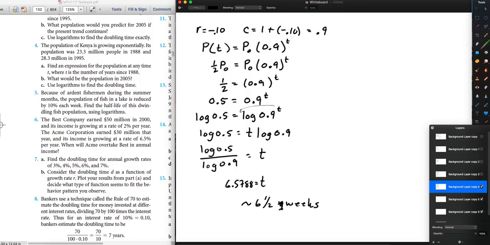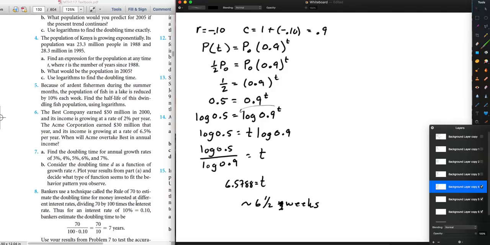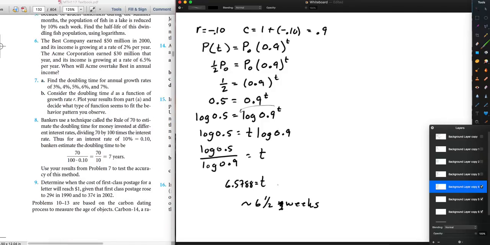All right, now number 7 was the next one. Number 7 has multiple parts. I will do one of them. All the other parts are the same as the one that I do. Don't worry about part B. Just worry about part A, finding the doubling time. It says find the doubling time for each of those interest rates or growth rates, whatever they are. I'm going to do 3%. You can follow what I do for 3%, for 4%, 5%, 6%, and 7% if you choose.